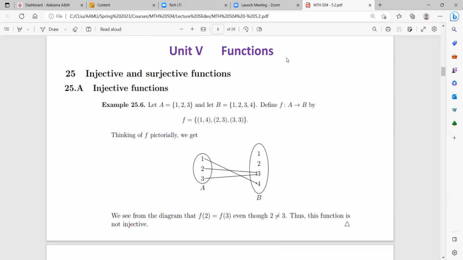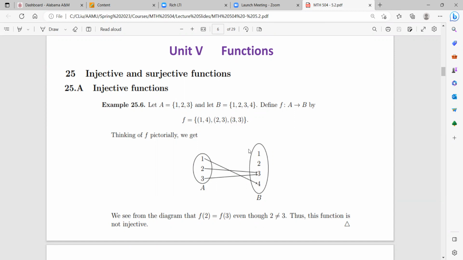Okay, let's look at one more example. Again, the two sets A and B are the same, but we define another function from A to B by again 3 other pairs: the pair (1, 4), the pair (2, 3), and the pair (3, 3). So obviously the number 3 in the codomain B has 2 pre-images. So that's not one-to-one.